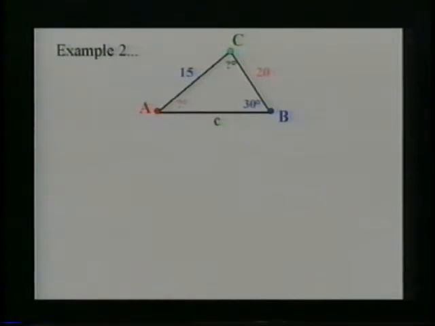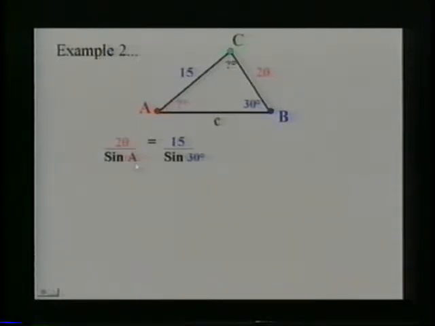The law of sines. Let's do one more. I've got to find this angle. Now we're trying to find an angle. I've got a matching pair here. I see that the blue pair is matching. So I've got 20 over the sine of A, the side over the sine of A, is 15 over the sine of 30.